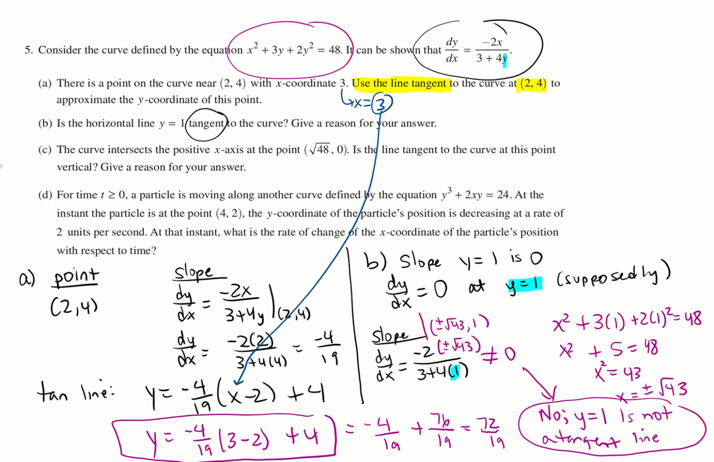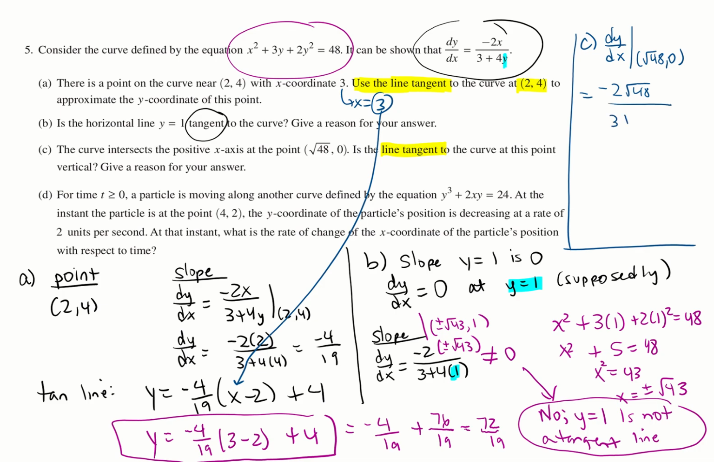Okay, so they gave me another ordered pair, and they're still talking about tangent lines. So tangent lines are all about derivatives. So let's see, if I take a look at the tangent line's slope, and if I evaluate it at root 48, comma 0, what do I get? Do I get something that makes me think that this would have a slope that indicates a vertical line? Well, if I evaluate this at negative 2 root 48 over 3 plus 4 times 0, I get negative 2 root 48 over 3.